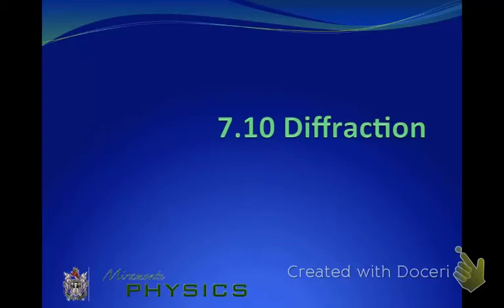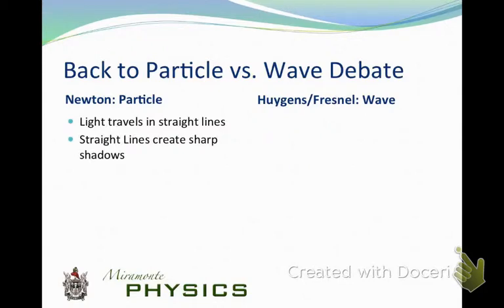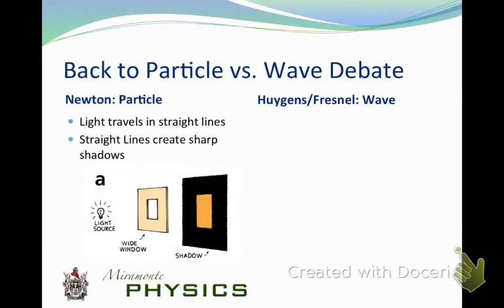So let's look today at diffraction. Yesterday we talked about interference. Back to our particle-wave debate. Remember Newton: light travels in straight lines. Straight lines create sharp shadows. So you might have a picture that looks like this.